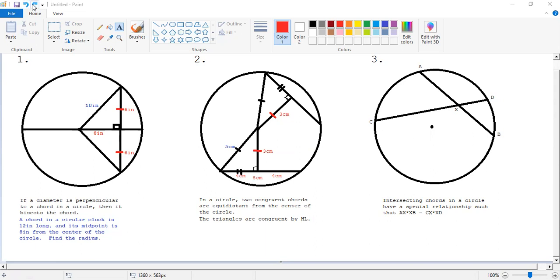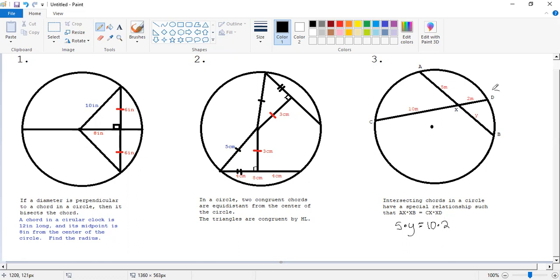So let me give you an example. Let's say CX measures 10 meters and XD measures 2 meters. AX is 5 meters and XB is unknown. Okay, so what we're gonna do there, right, is we're gonna use our formula here that says that, hey, AX times XB, right? AX is 5 times XB, that's y. That equals CX, which is 10 times XD, which is 2, right?